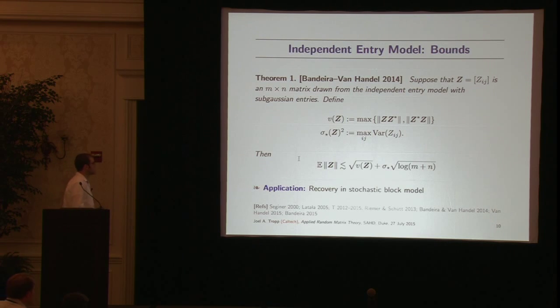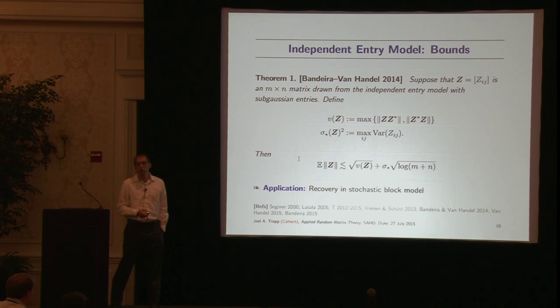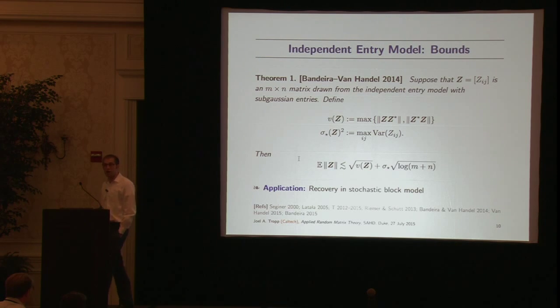One of the applications that Afonso was interested in was recovery of communities in the stochastic block model. The stochastic block model involves membership in a community with a certain probability and non-membership in a community with a different probability. So if you think about the random matrix describing which entities are members of which communities, the variances of the entries of this random matrix are different from each other. They have different means, they have different variances.